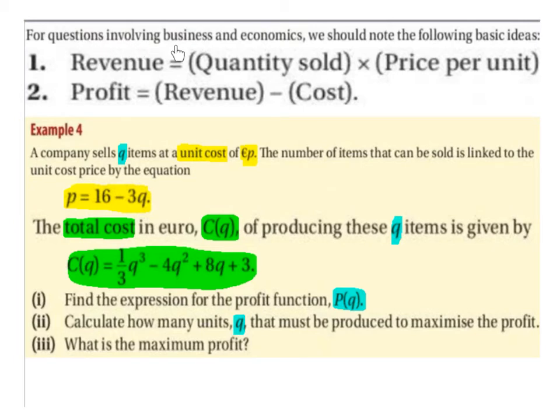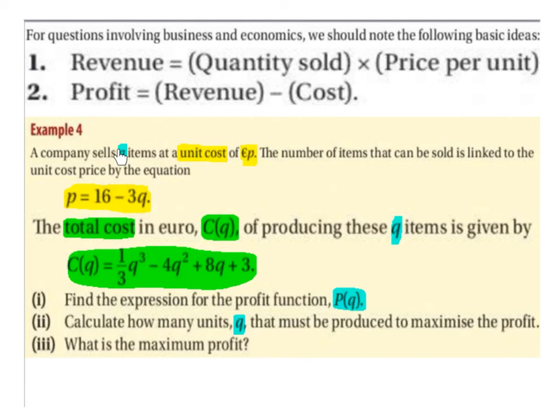For questions involving business and economics, we should note the following basic ideas. So these will need to be learnt off. Revenue equals quantity sold, so the amount sold, multiplied by the price per unit. And profit equals revenue minus cost.